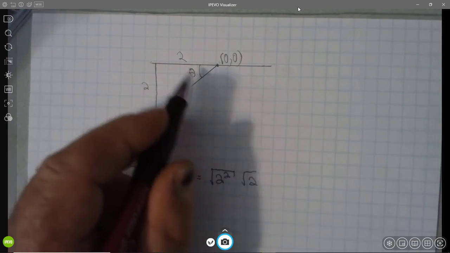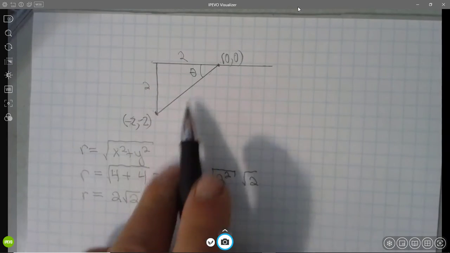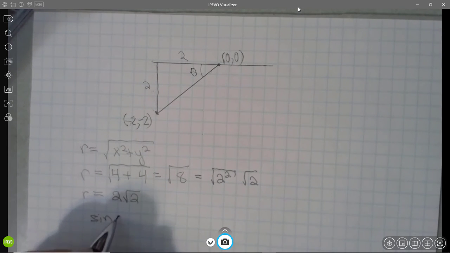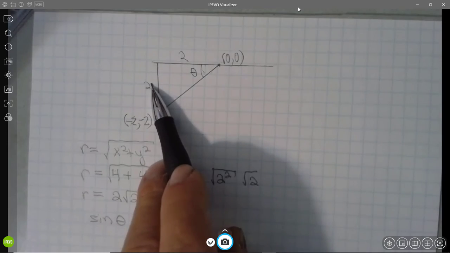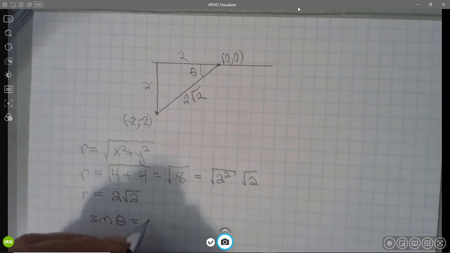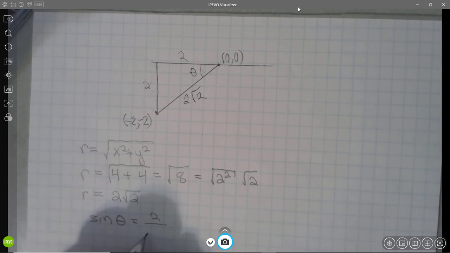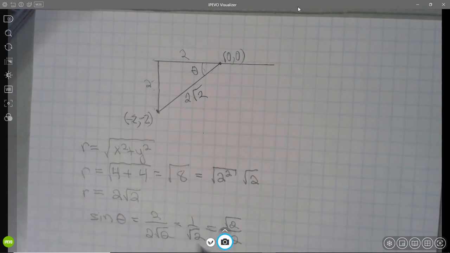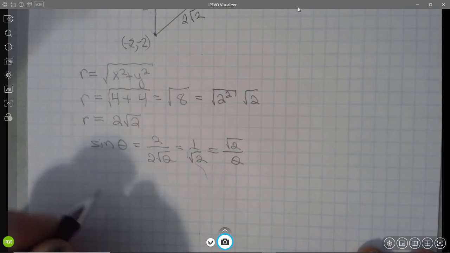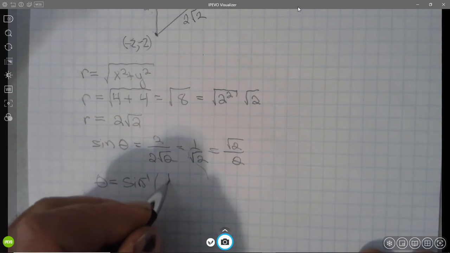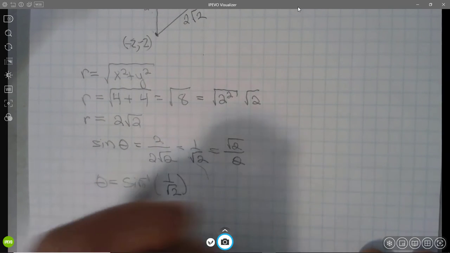And now we would like to know this angle here. Well, as you can see, it's not going to matter whether we take the sine or the cosine. We're going to get the same answer. Let's take the sine in this case. So opposite over hypotenuse is 2 over 2 root 2. So that's 1 over root 2, or some people prefer to write that as root 2 over 2. It doesn't matter. Both are correct. And now we want to know what theta is. Theta equals the inverse sine of 1 over root 2. I'll take it in that form. That's convenient for the calculator.